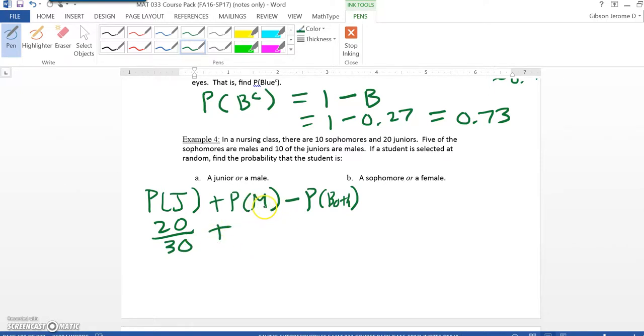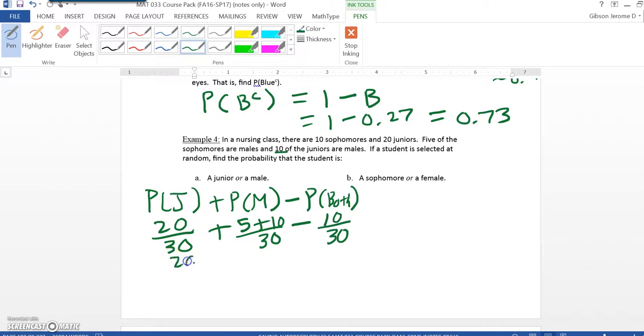Now we come to the probability of males. So it's 5 males that are sophomores and 10 males that are juniors, all divided by 30, because it's still a total of 30 people, minus the probability of both. Now, we're looking for junior or male. So we know 10 of them are juniors and males, so we'll subtract 10 over 30.